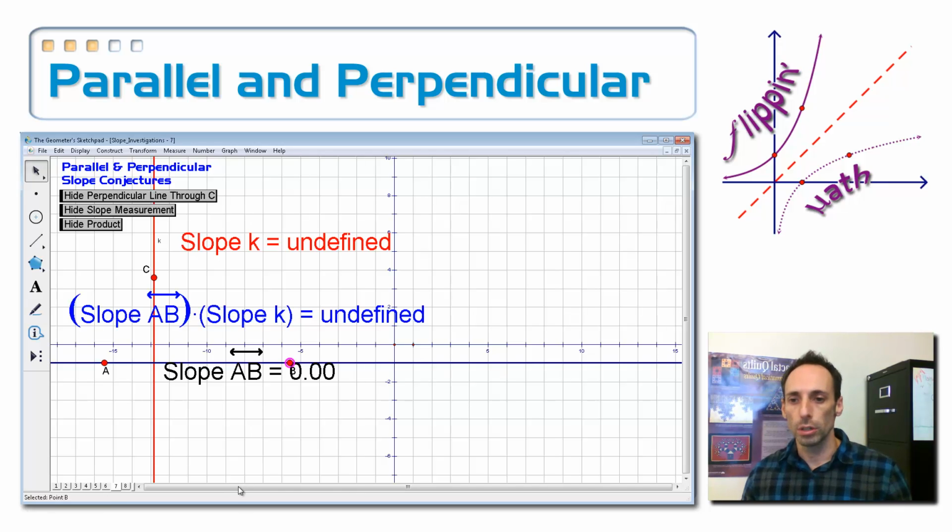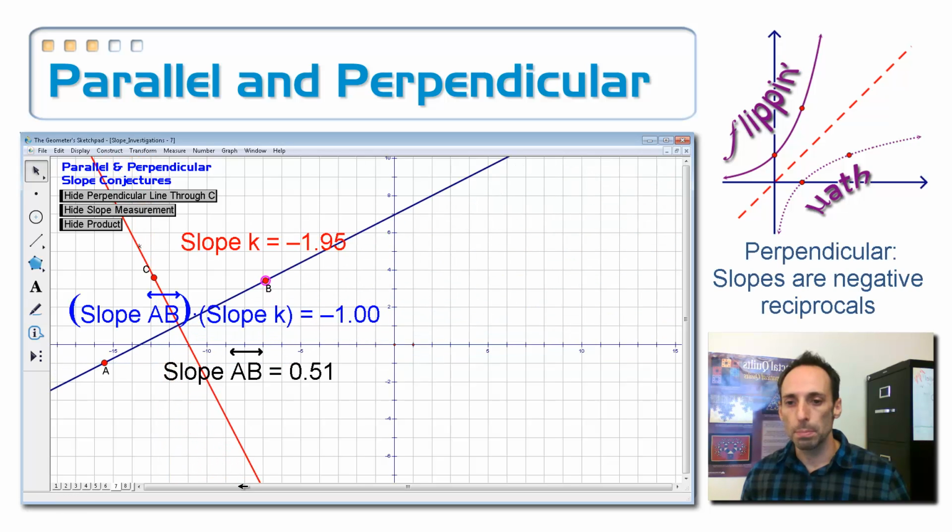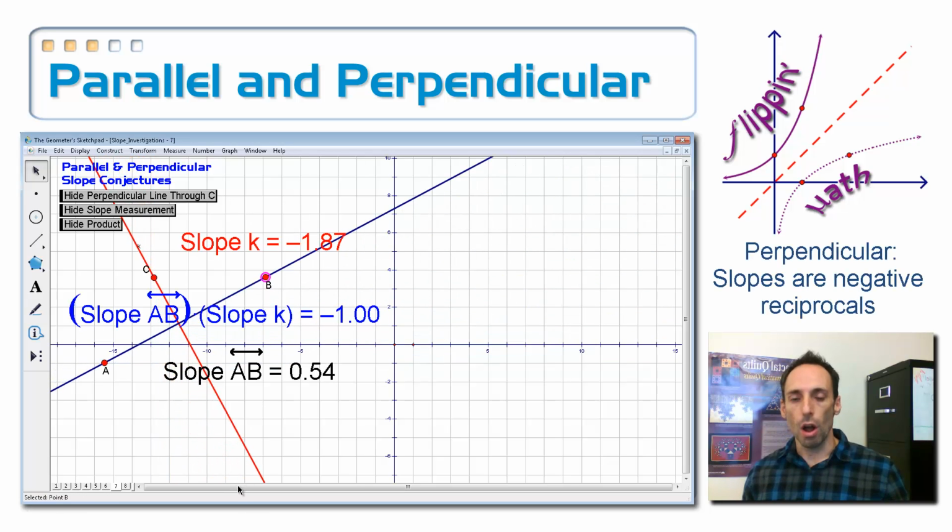Otherwise, let me move this someplace else, they are negative reciprocals of each other. They are opposites, and you take one and you flip it, take the reciprocal, and I get the slopes of my perpendicular lines.